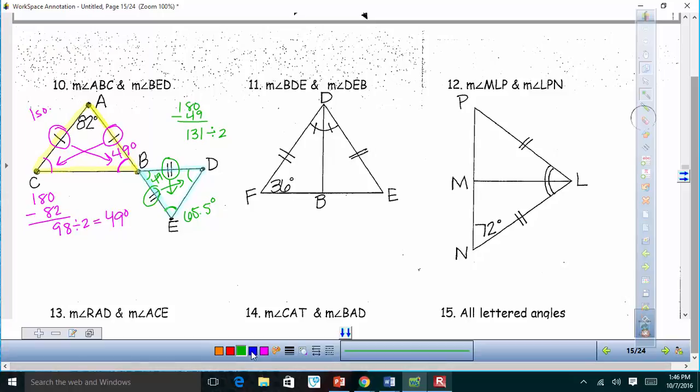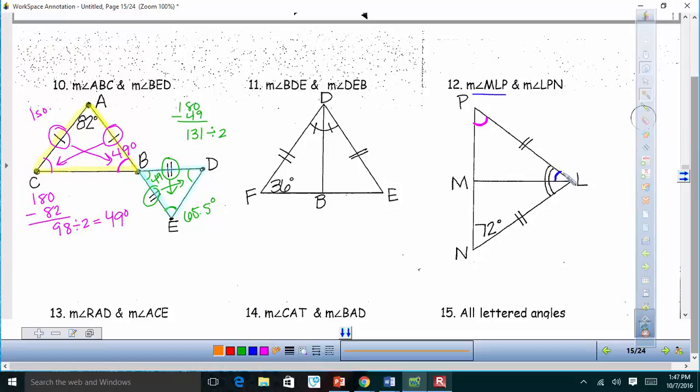Okay, we want to look at 12 as well. So number 12, we're trying to find MLP. MLP is this angle right here. And then we also want to find LPN. So LPN is this angle right here. So does anybody have an idea of how we could solve this one? What do you think?